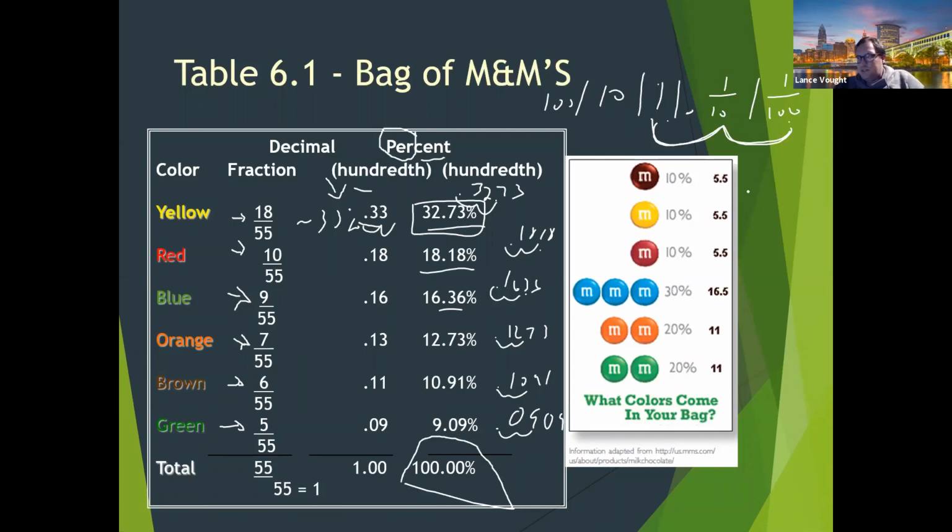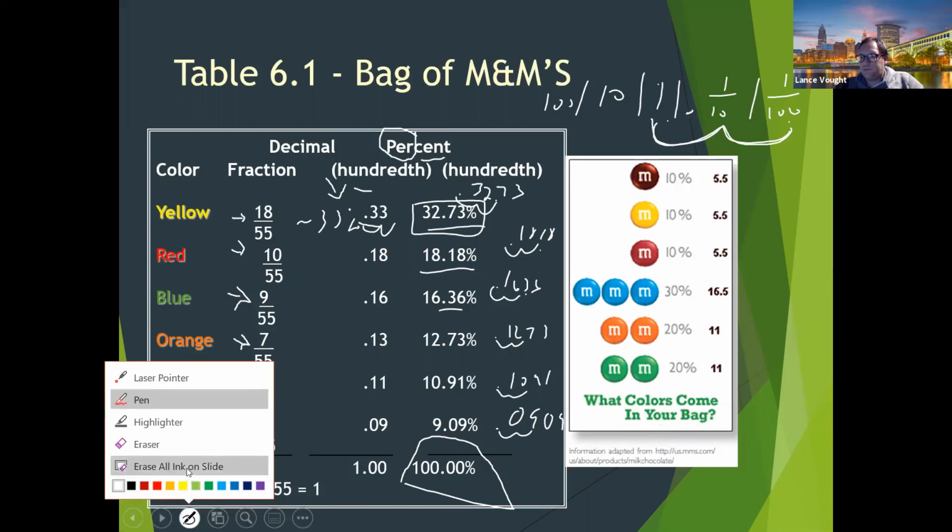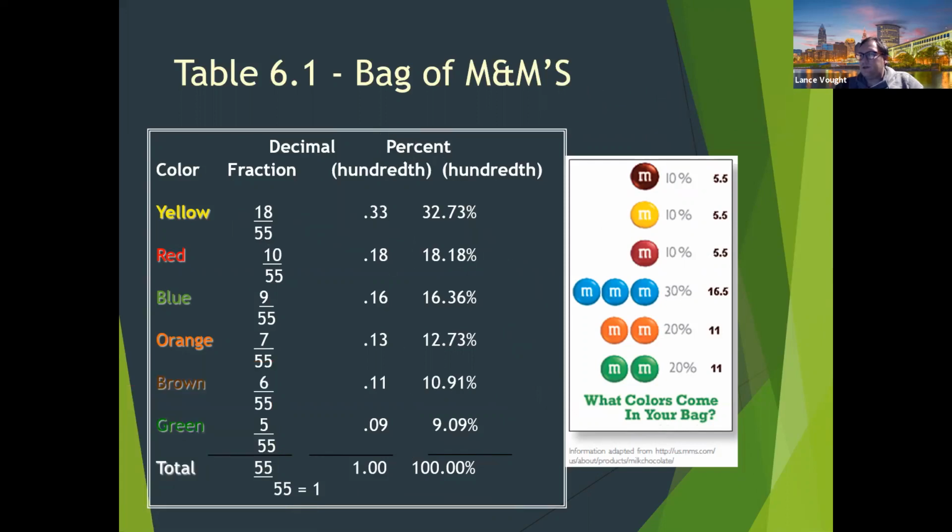Interestingly enough, according to this infographic, it turns out that most often the distribution is as follows: 20% are green, 20% are orange, 30% are blue, 10% are red, 10% are yellow, and 10% are brown. So if we compare what we have, let me clear the ink on this because it's a little messy right now. If we compare these, are any of these numbers close to what this research found?